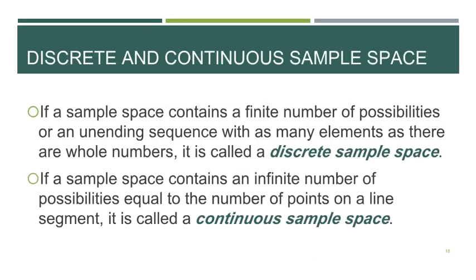A sample space whose number of possibilities is limited or countable is called a discrete sample space. However, if a sample space contains an infinite number of possibilities which includes all real numbers, it is called a continuous sample space. That's all for today.